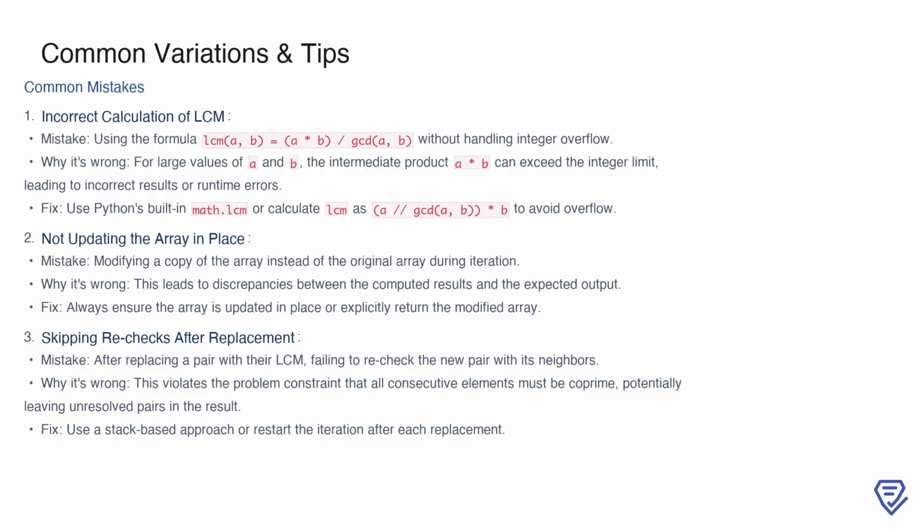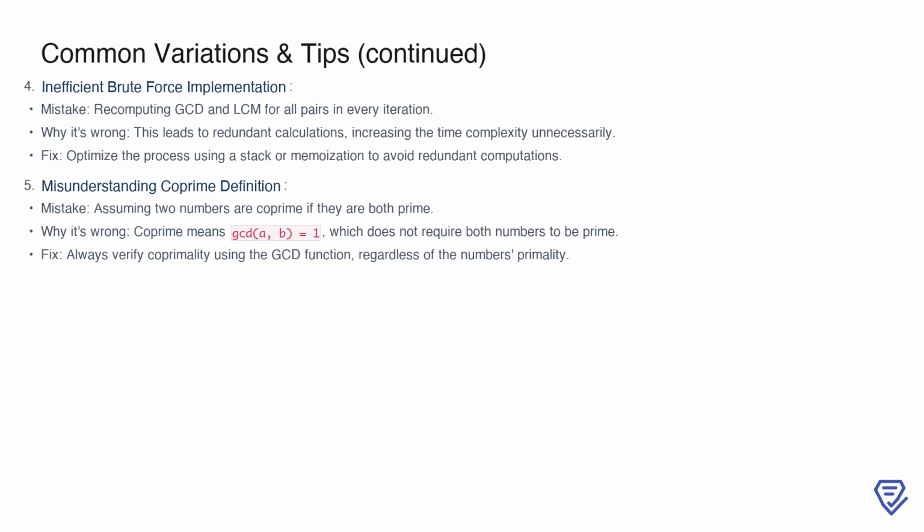Another frequent issue is implementing an inefficient brute force approach. Recomputing the GCD and LCM for all pairs in every iteration leads to redundant calculations, which significantly increases the time complexity. This can be avoided by optimizing the process, for example, using a stack to store intermediate results or leveraging memoization to reduce redundant work.